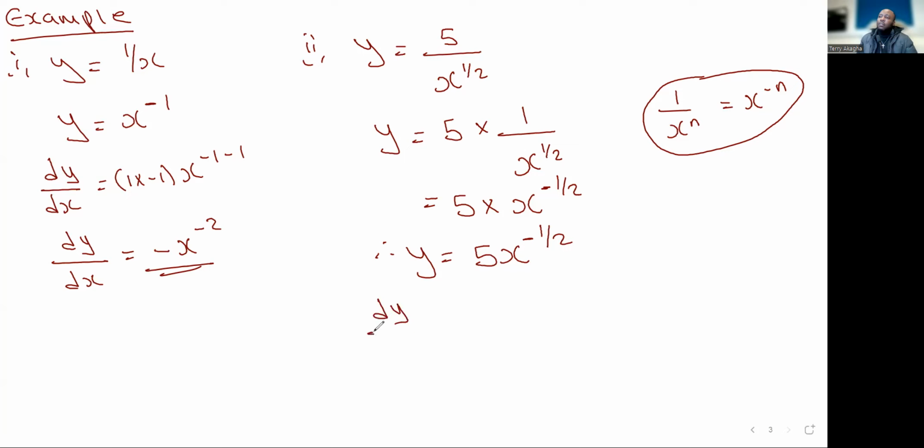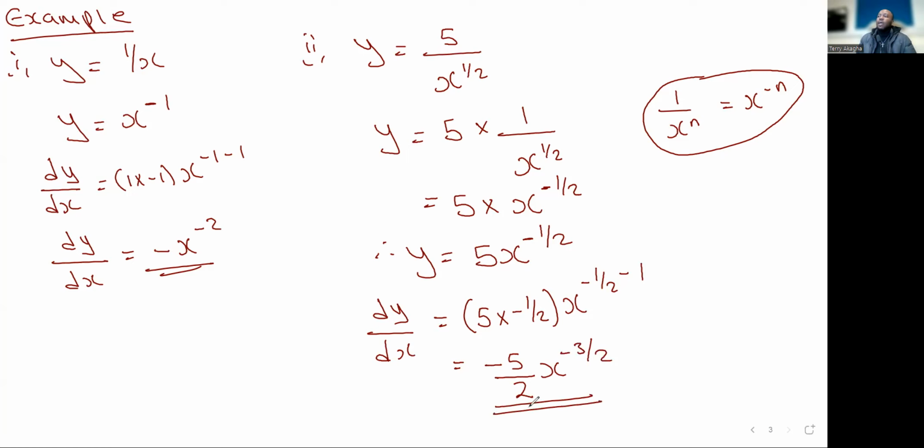So dy over dx will now be 5. You're going to use the power rule with a constant here. So you're going to be minus half times 5, so 5 times minus half. Then x will now become to the minus half minus 1. So please, if you've not reviewed my video on the power rule with a constant, please go back and have a look at it. And that will now give you minus 5 over 2 x. And minus half minus 1 will give you minus 3 over 2. Are you seeing it? So basically, we're applying the laws of indices and the rules we are already conversant with.